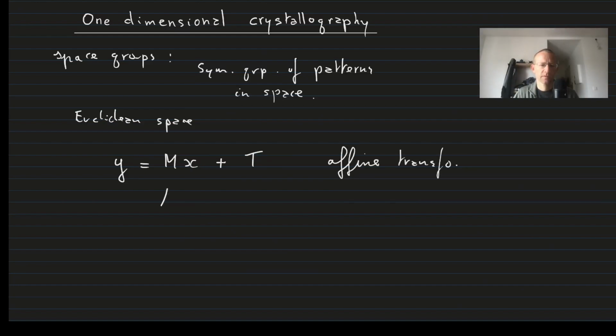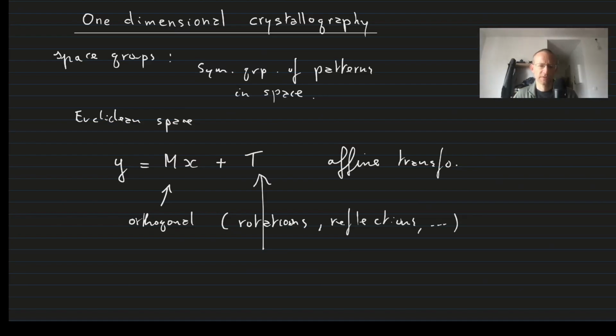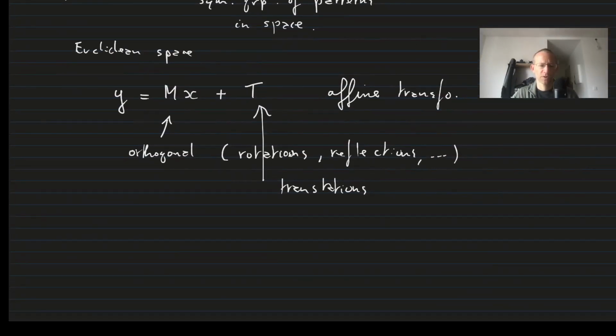And since the pattern in space has to remain the same, these matrices M will be orthogonal matrices. And they will consist of transformations which are rotations as well as reflections. And T are just translations in Euclidean space. Now the group made of the transformations M which appear in our group will generate the point group, which leaves the point y equal to 0 equal to x fixed.